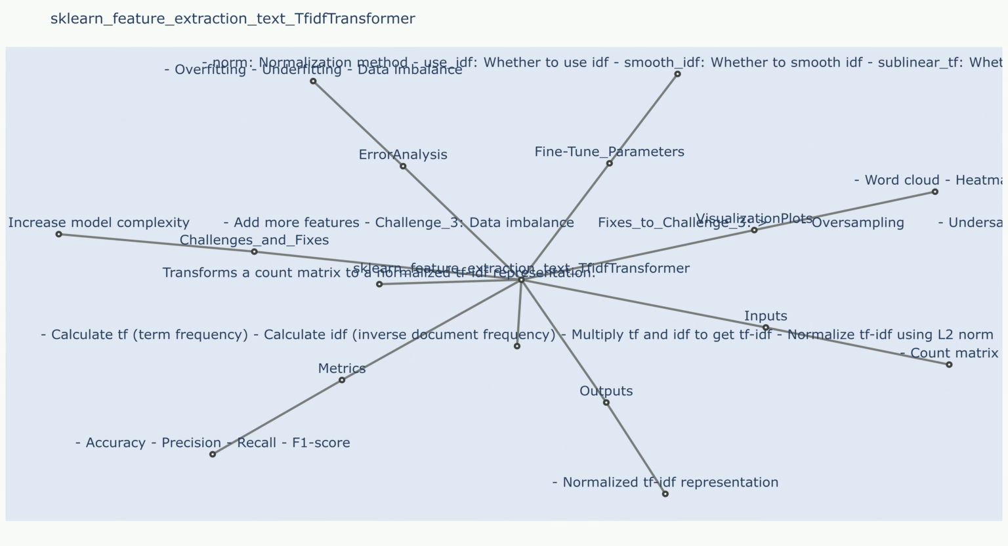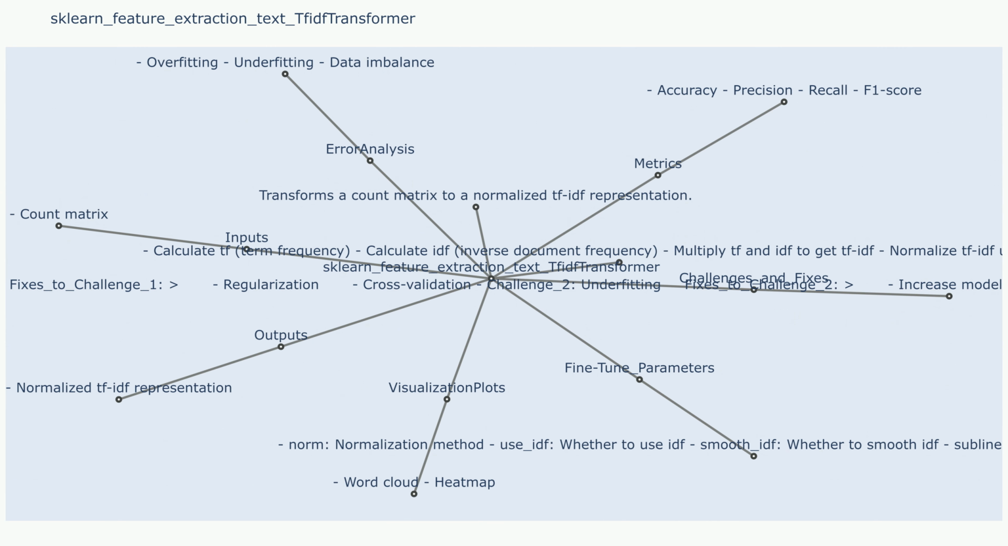Challenge 2: Overfitting. If the training data is not sufficiently representative of the real world data, the TF-IDF model can overfit the training data, leading to poor generalization performance on unseen data. Sample use case that resulted in Challenge 2: a training dataset consisting of only technical documents may not be representative of a broader range of text data.